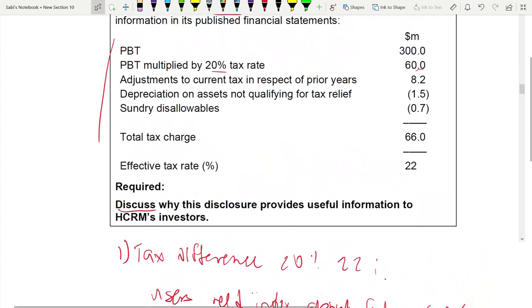If you see here, adjustments to the current tax in respect of prior years. Here's what government has done. Because of these adjustments, you'll be underpaying or overpaying in the current year. If you did not pay enough in the previous year, this year you have to pay additional expense. If you have paid more that year, this year you have to pay less. That is the impact it will have.